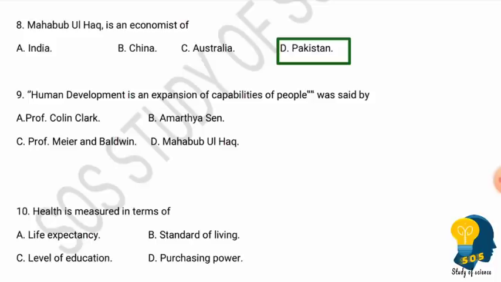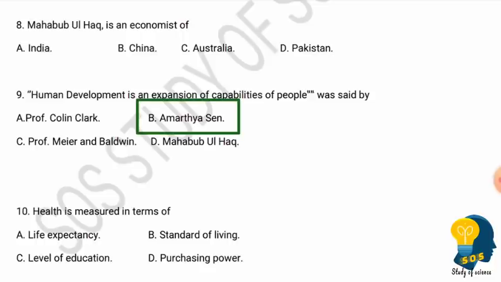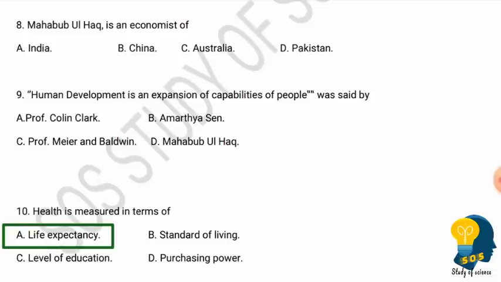Human development is an expansion of capabilities of people, was said by, and the options are A. Professor Colin Clark, B. Amartya Sen, C. Professor Meyer and Baldwin, D. Mahbub Ul Haq. And the right answer is B. Amartya Sen. Health is measured in terms of, and the options are A. Life expectancy, B. Standard of living, C. Level of education, D. Purchasing power. And the right answer is life expectancy.